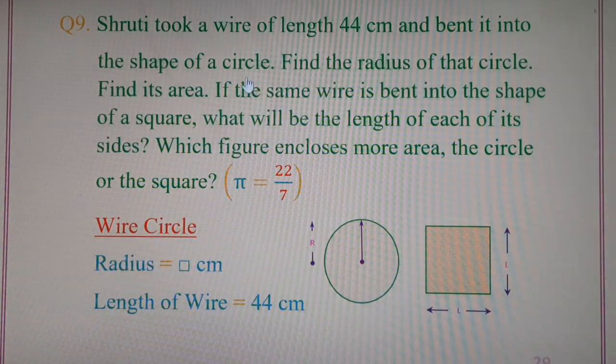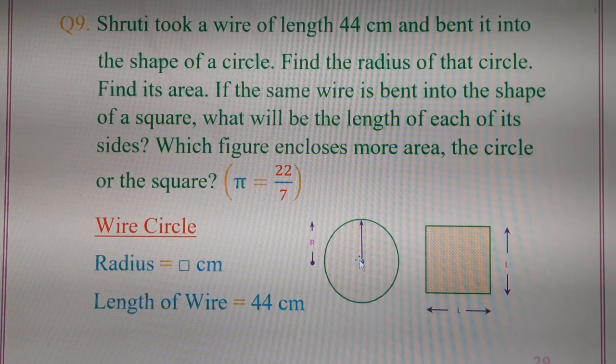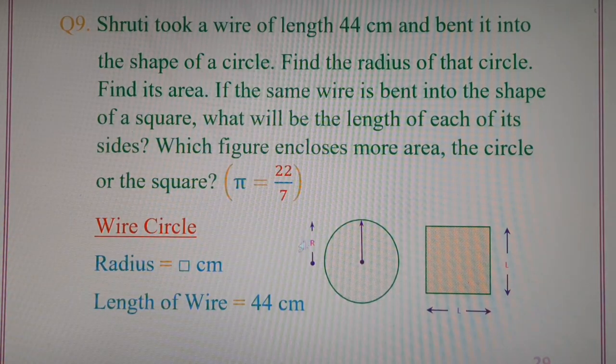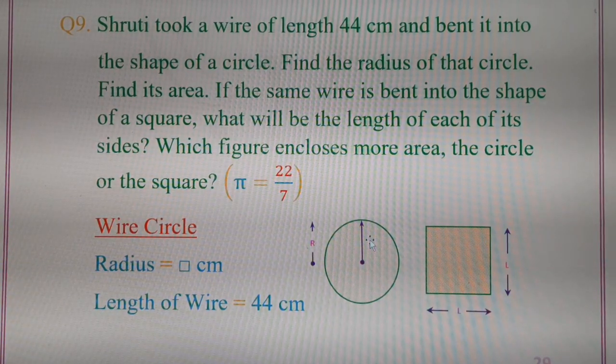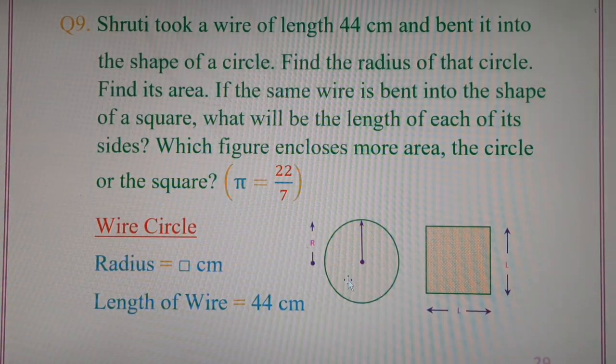So when she is bending the wire into circular shape, we will have to calculate the radius first, because the radius of the circle is not given. So we have to also calculate the radius of the circle. So in the diagram, radius is not given, so I have written it as r. Find the radius of that circle. Also find its area. So after finding the radius of the circle, we have to also find the middle region or the space occupied by this circle. So the space occupied by the circle or the central region or the central surface is called the area of the circle. So to find the area of the circle, we have to use the formula pi r square.